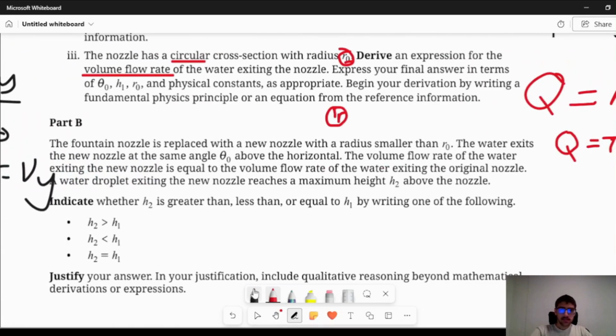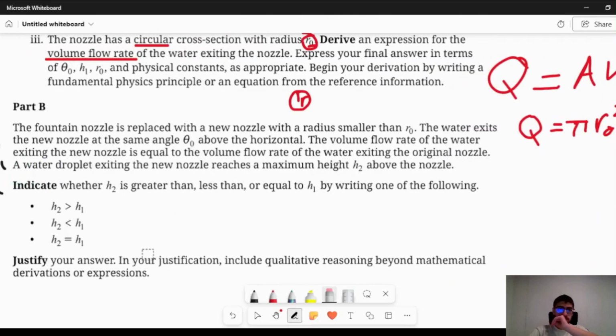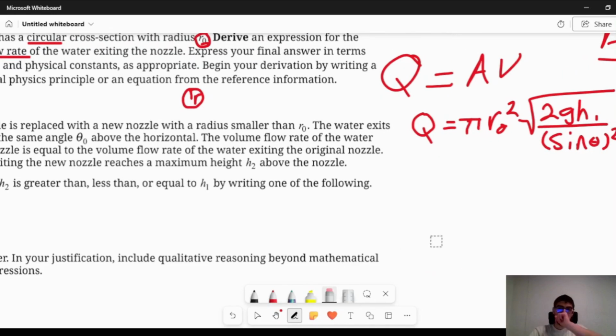What's it going to ask? A water droplet exiting the new nozzle reaches a maximum height h2 above the nozzle. Indicate whether h2 is greater than, less than, or equal to h1 by writing one of the following. So we can look back at our equation, and also we have to justify our answer, including qualitative reasoning beyond mathematical derivations. We can use mathematical derivation or expressions, but we have to explain it with words, like write a couple of sentences.